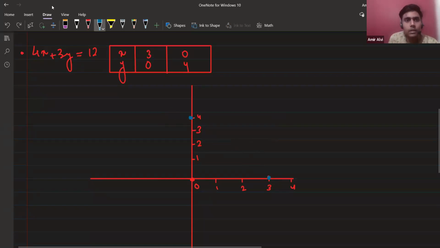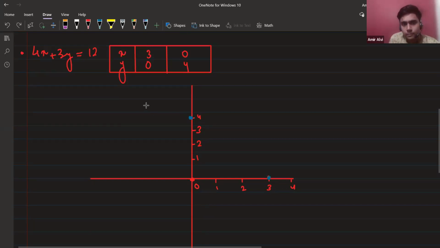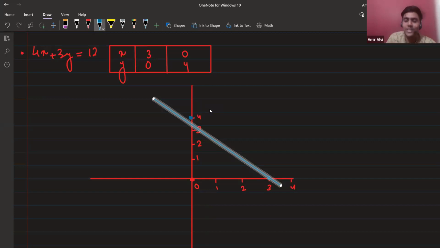Just a second. Actually, I don't have a scale right now. I'm just drawing freehand, so that's why there is a little displacement. Just ignore that. When you draw on graph paper, you will get the exact symmetry. All right. So this is the graph of 4x plus 3y equals 12.